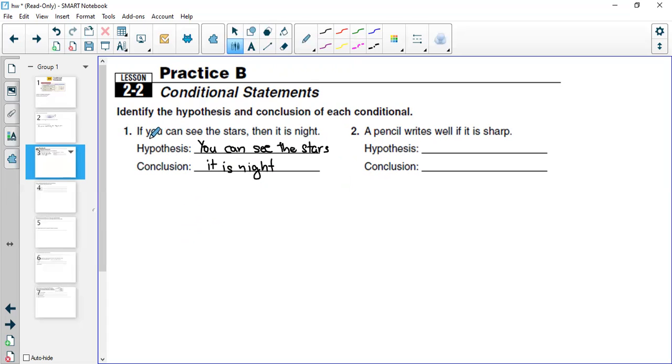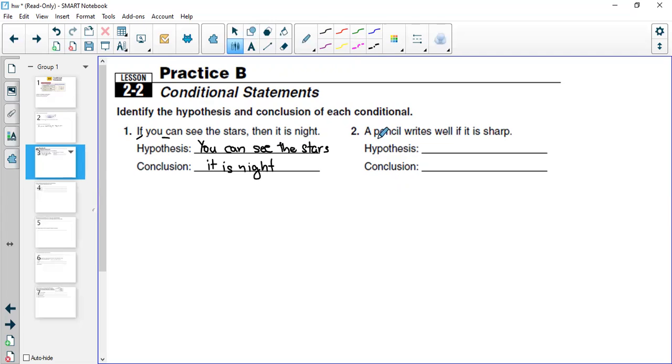Okay. Now that's because hypothesis always follows the word if. Now sometimes they might give you the word if in the middle of the sentence, but then you need to differentiate between those two. Here they have given it first, so if is first. So this is going to be the hypothesis because the hypothesis follows the word if. So if you can see the stars, this becomes the hypothesis, then it is night.